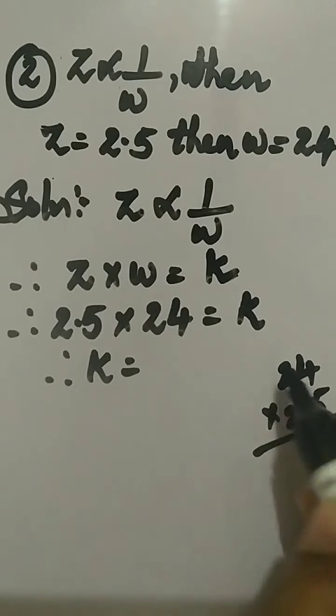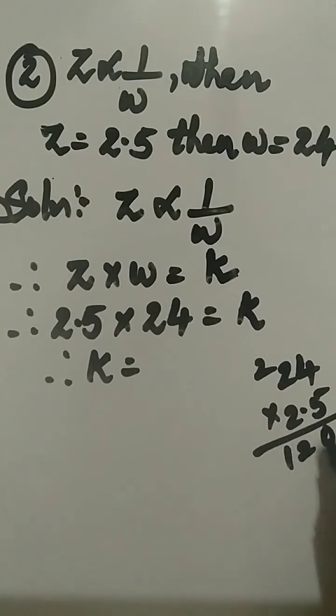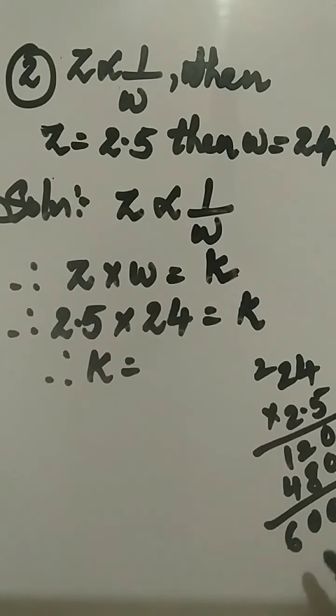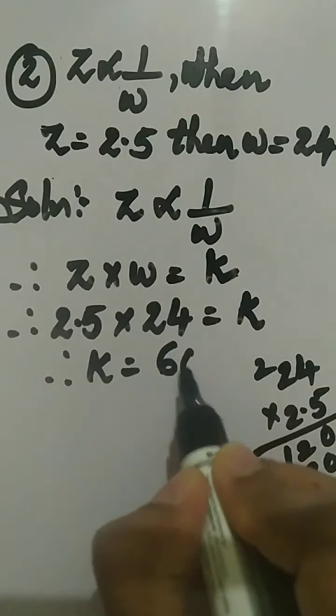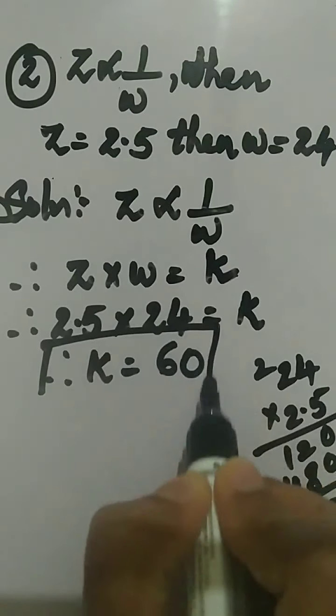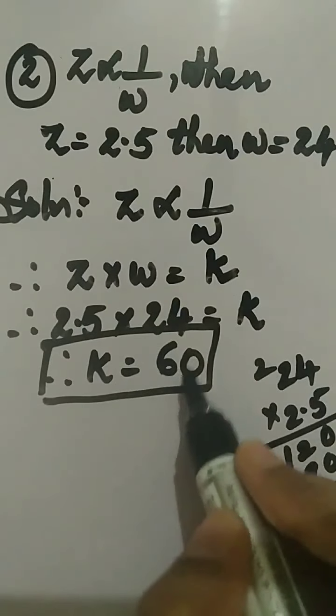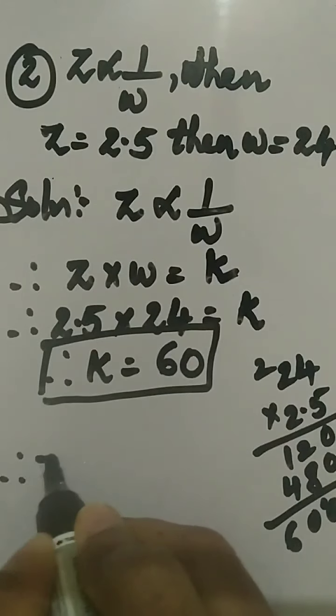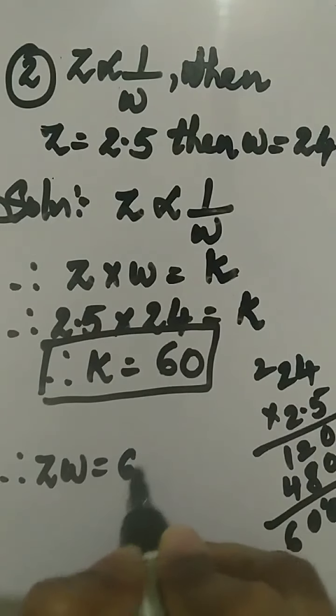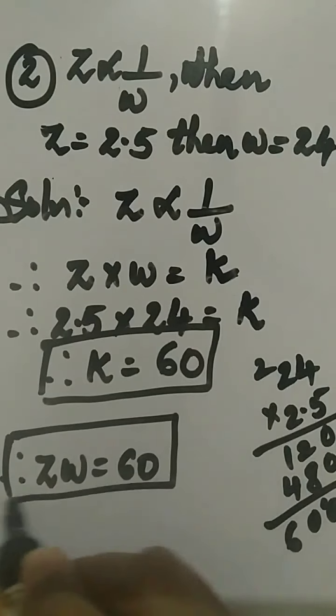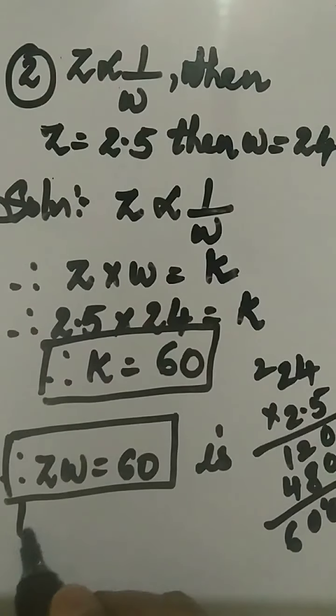5 4s are 20, carry 2, 5 2s are 10, 12, 0, 4 2s are 8, carry 4, 2 2s are 8, 2 2s are 4. So you get 0, 0, 5, 6. Okay, put the decimal point. So you got answer as 60. So K we got 60. You will write K is the constant of variation. Now put the value of K here. So therefore ZW is equal to 60 is the equation of variation.